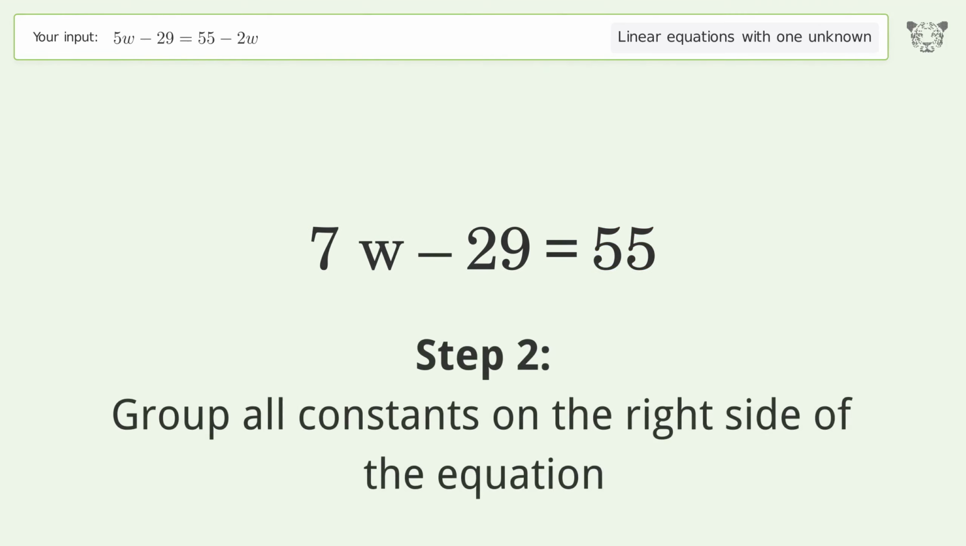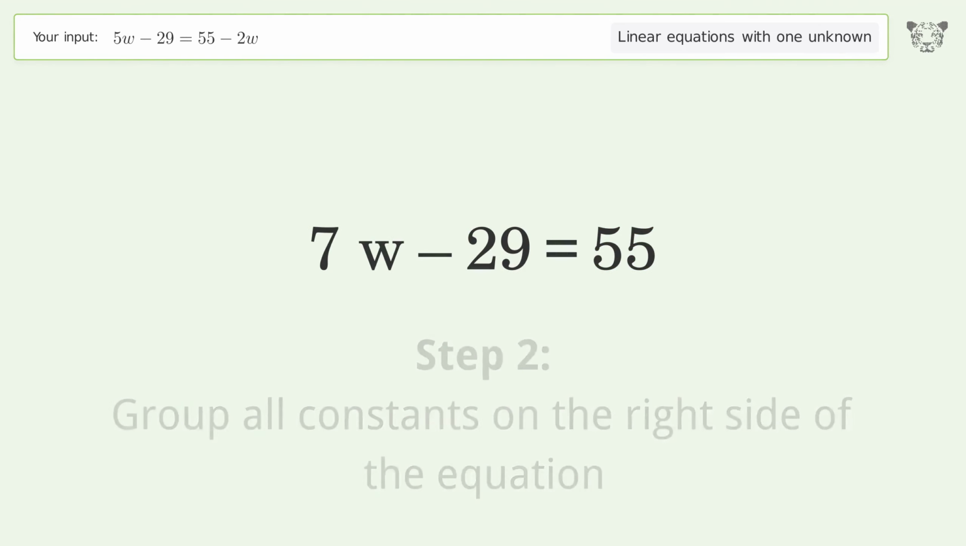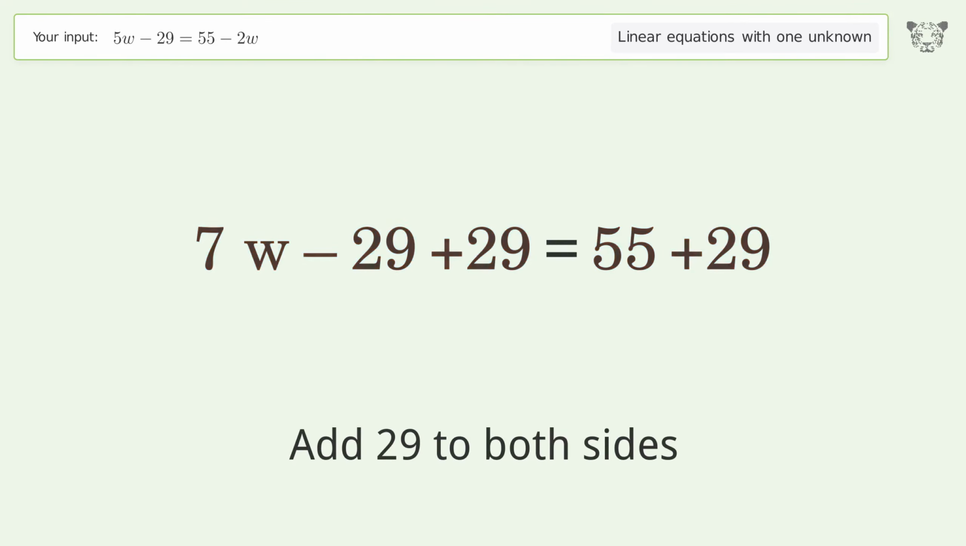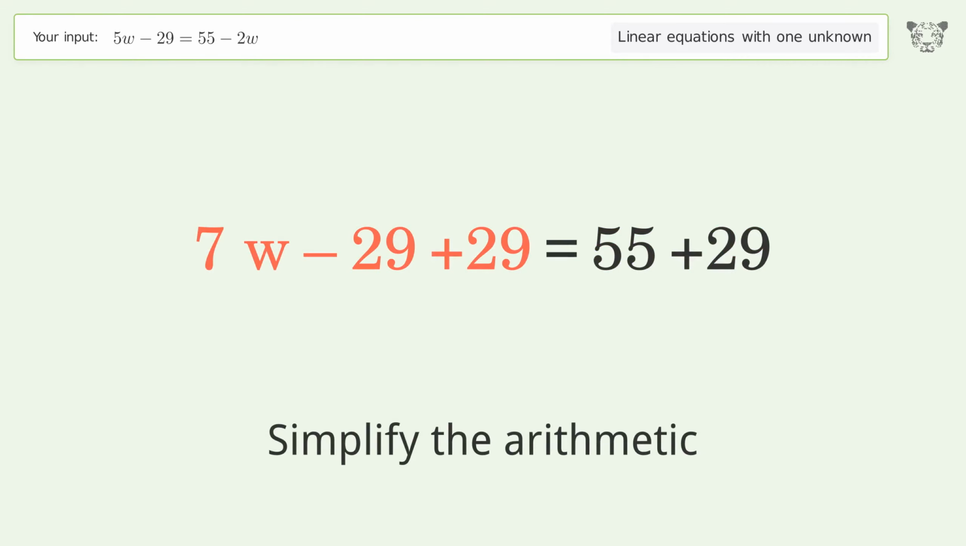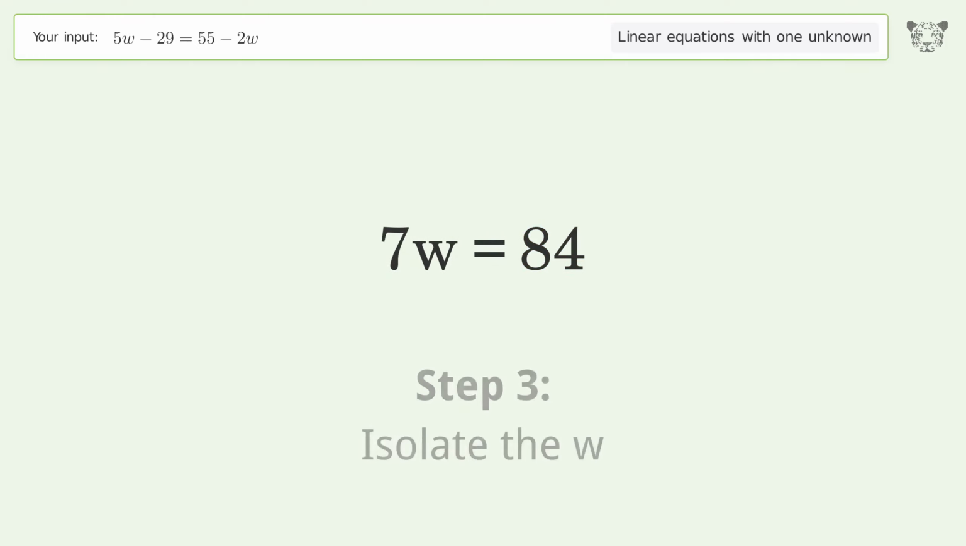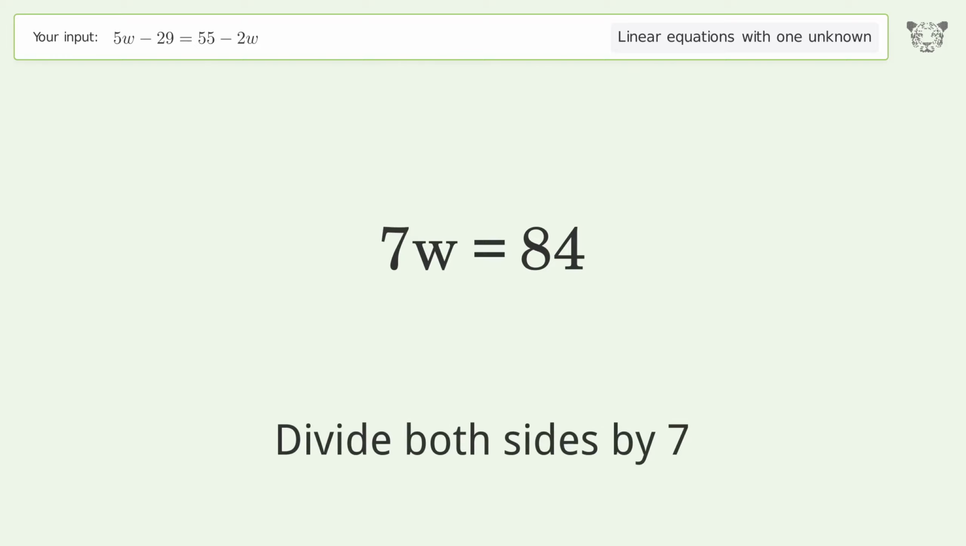Group all constants on the right side of the equation. Add 29 to both sides. Simplify the arithmetic. Isolate the w. Divide both sides by 7.